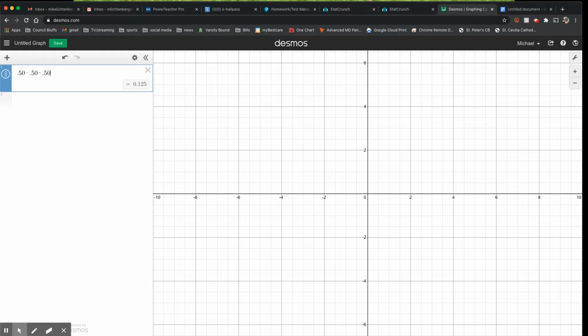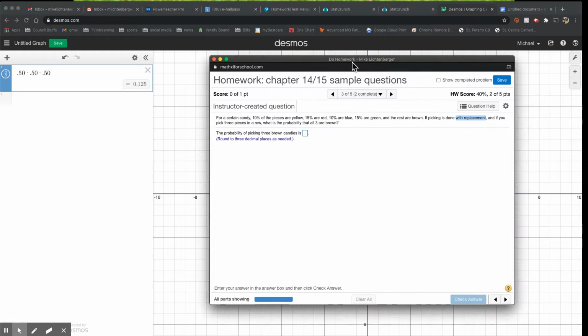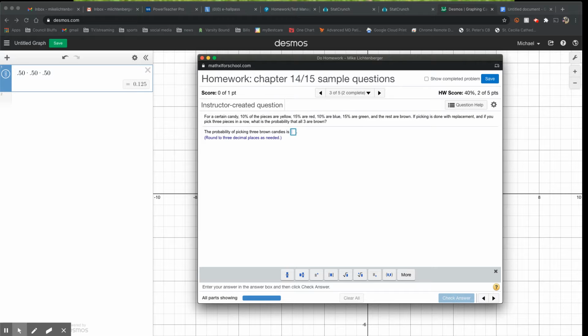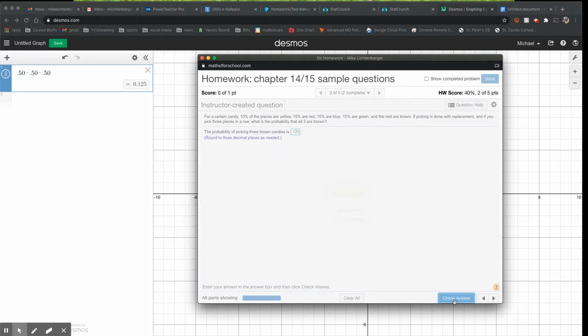Okay, so the answer, the probability that all 3 are brown is 0.125.